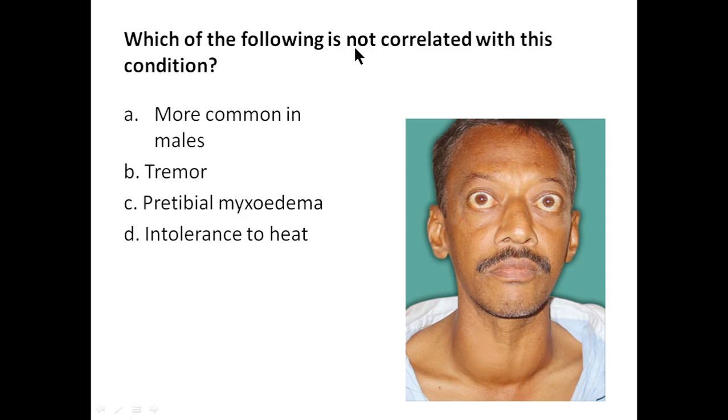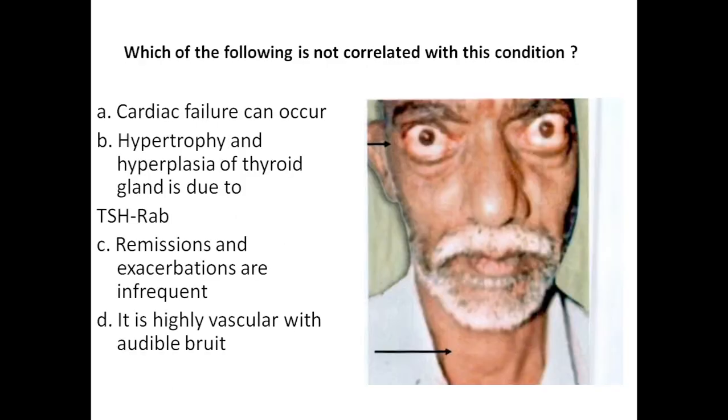A guy with a staring look and butterfly swelling on the neck. Which of the following is not correlated? Okay, this is Graves' disease. What does not go with Graves? More common in males? Yes, this is not correlated with this condition, because as a matter of fact, it is commoner in females, at a ratio of 8 to 1 or 9 to 1. The rest go with Graves: tremor, pre-tibial myxedema, intolerance to heat. But this is not correlated; the truth is the opposite. Graves is much more common in females.